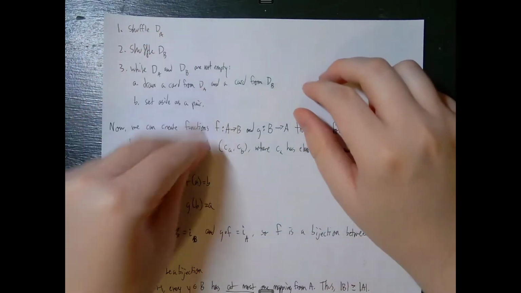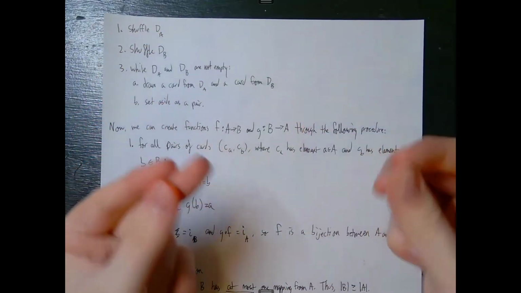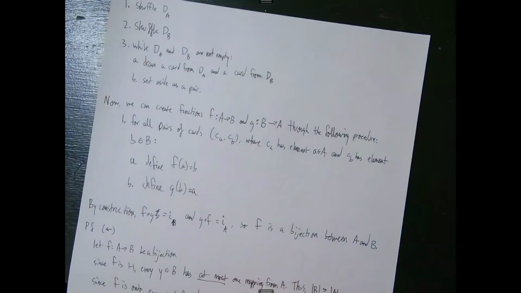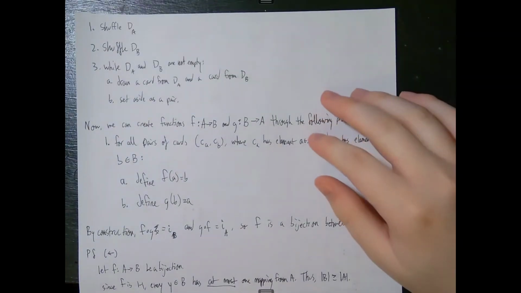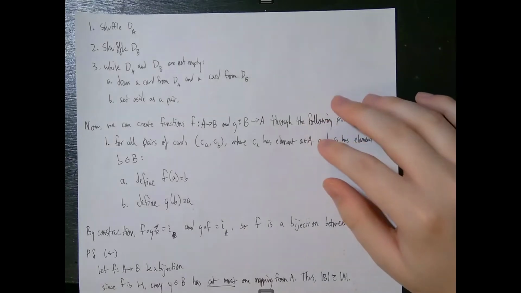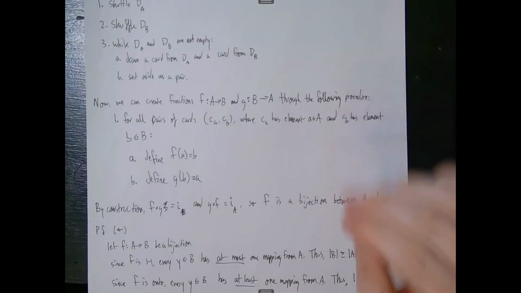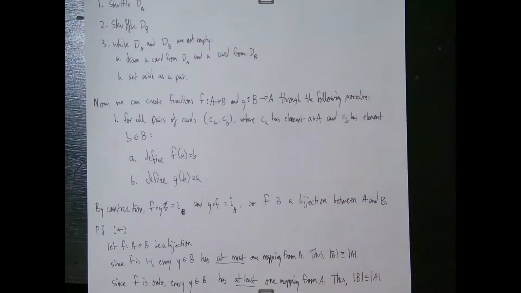Then we'll take our third card from D sub A, our third card from D sub B, put them together, set them aside, and we'll keep on doing that over and over until D sub A and D sub B no longer have cards. And what we're left with is just a whole bunch of ordered pairs.